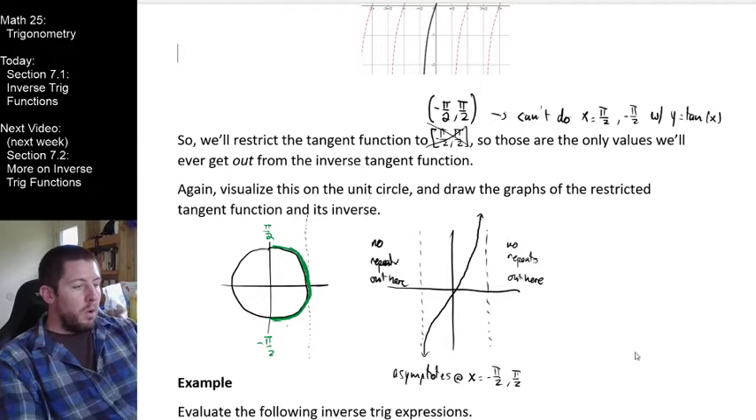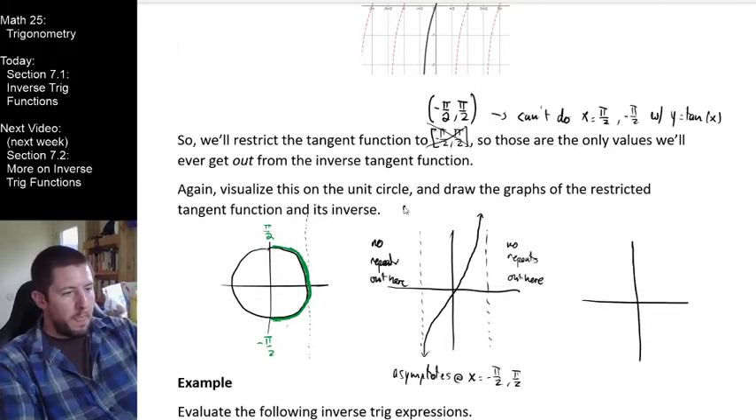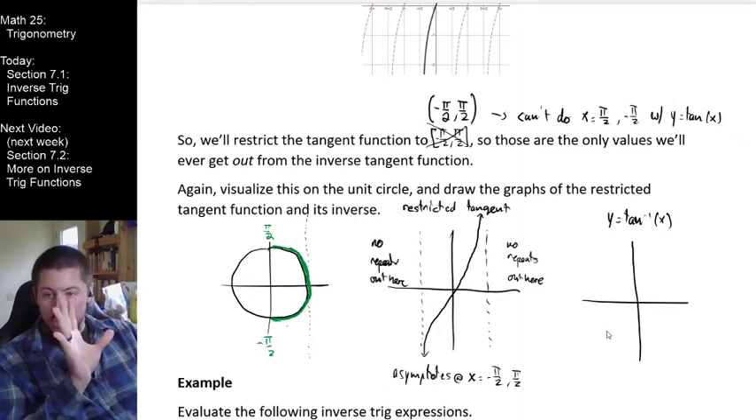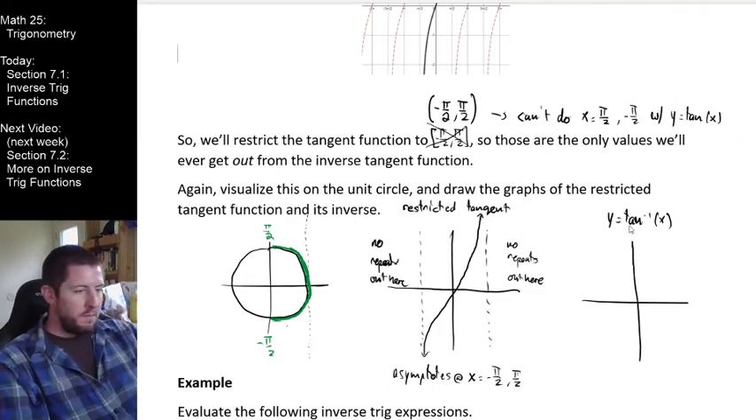Cool. So all we've got to do now is graph our inverse tangent function, y equals tan inverse of x. Now, this one's going to look a little bit different, and it's actually a pretty important function. It's used for a lot of things, this inverse tangent function right here. Notice that tangent has vertical asymptotes at negative pi halves and positive pi halves.